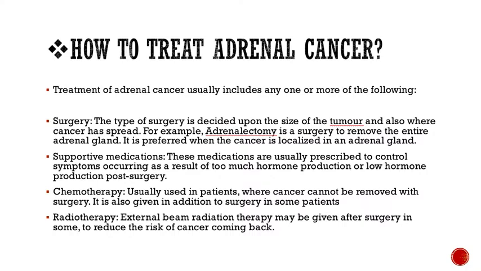Supportive medications. These medications are usually prescribed to control symptoms occurring as a result of too much hormone production or low hormone production post-surgery. Chemotherapy is usually used in patients where cancer cannot be removed with surgery. It is also given in addition to surgery in some patients. Radiotherapy. In this therapy, external beam radiation therapy may be given after surgery in some patients to reduce the risk of cancer coming back.